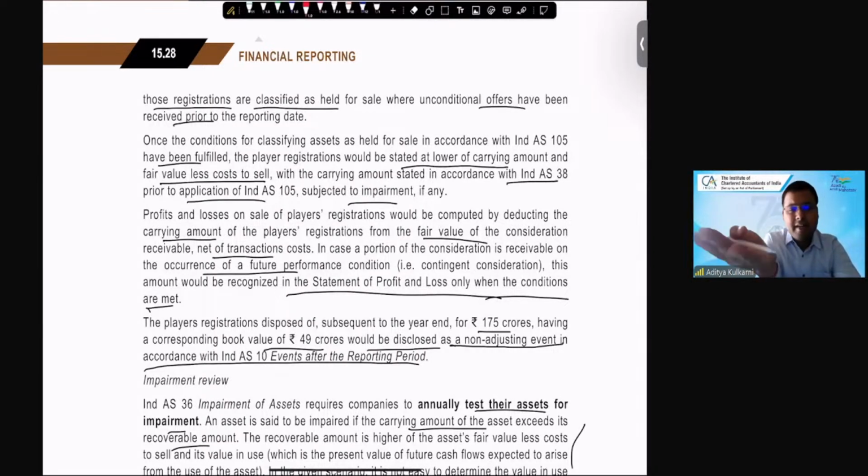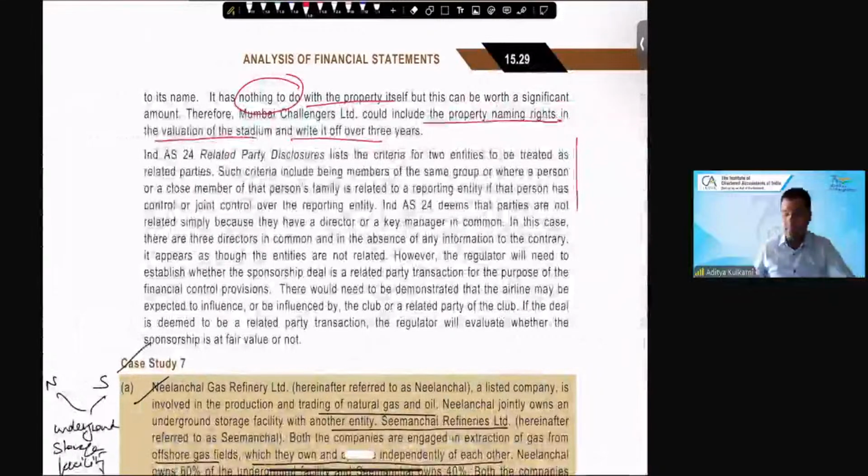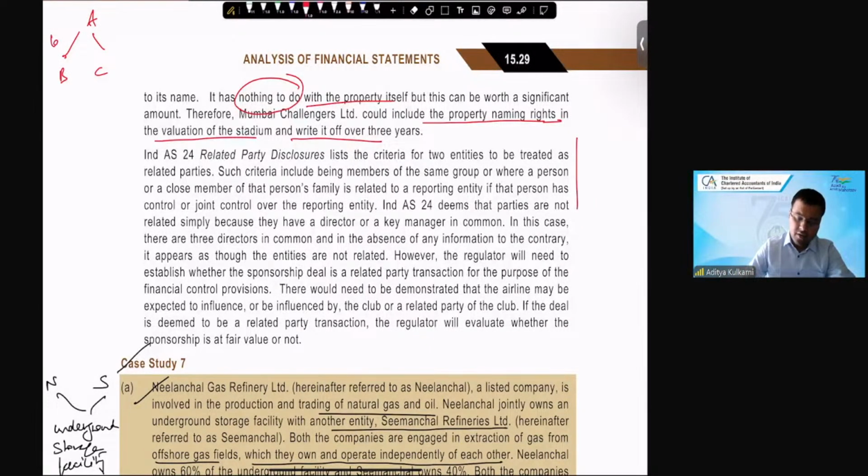I think we had done related party together, right? Yes, sir. So in related party, what was the fundamental requirement? One leg should have control or joint control. The other leg should have control, joint control, or significant influence. Only if these two things happen, then the two entities are related to each other. So if I have A, B, and C, B and C will be related only if A has control or joint control over B, and A has control, joint control, or significant influence over C. If these two conditions exist, only then I can say that B and C are related.